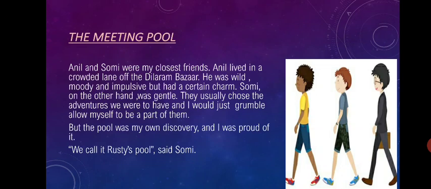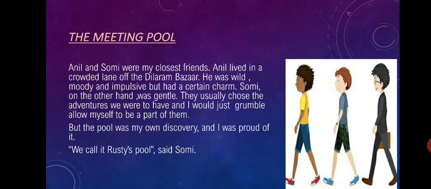Moody means frequent changes of mind. So here, Anil was very wild, moody, and impulsive, but he also had a certain charm. However, Rusty liked Anil very much. Now next is Somi. Somi was a very gentle boy.